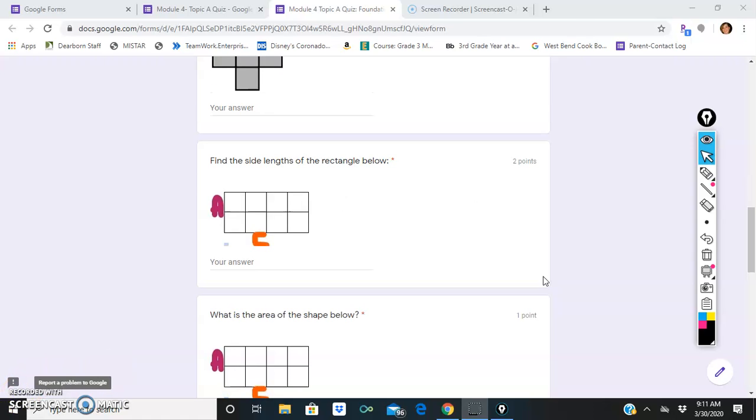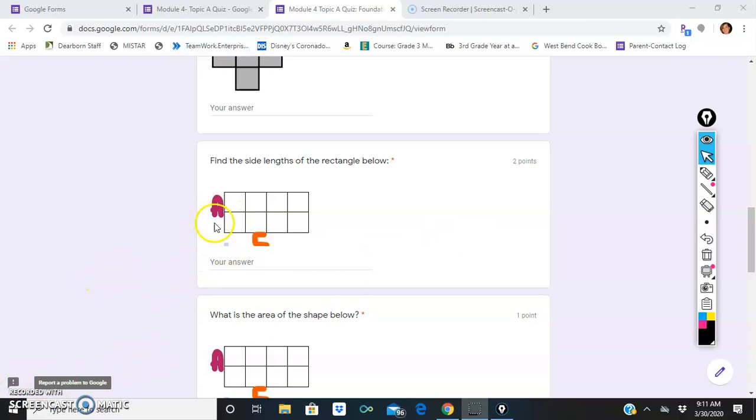All right, so for our next one, it's going to be a little bit different. It's all about finding the side lengths of the rectangle below. So if you look, we labeled it A and C. So we have to figure out what are the lengths of those sides. So I'm going to talk about that right now.